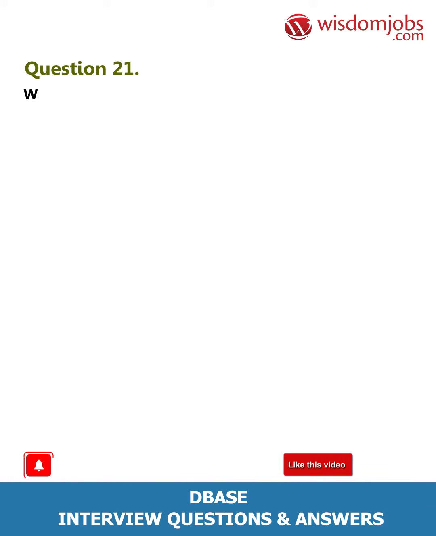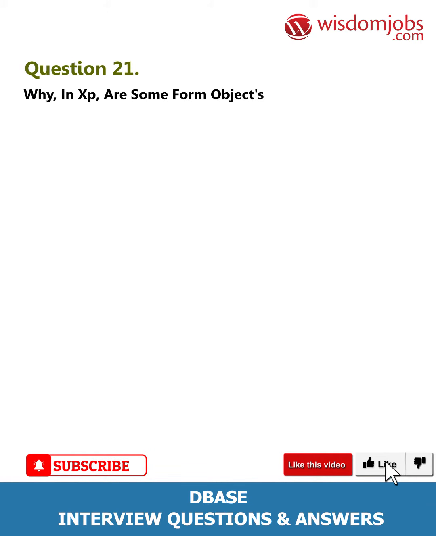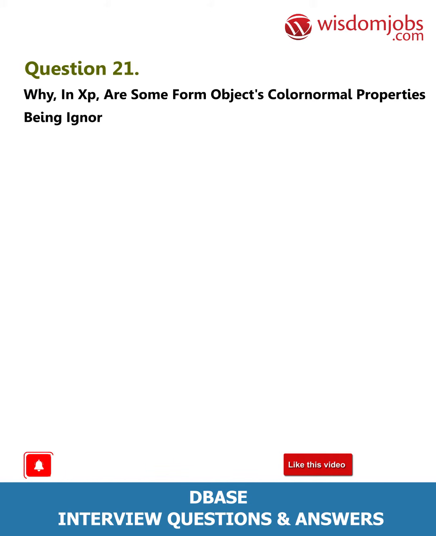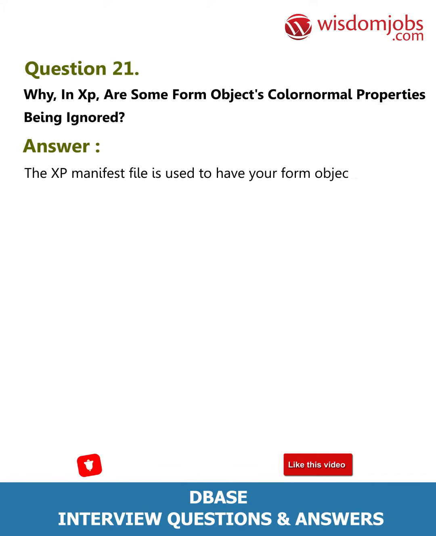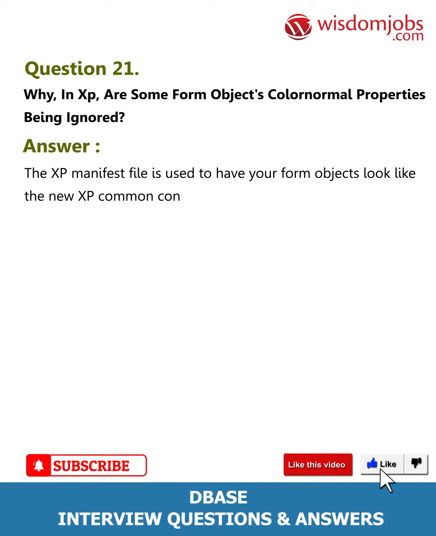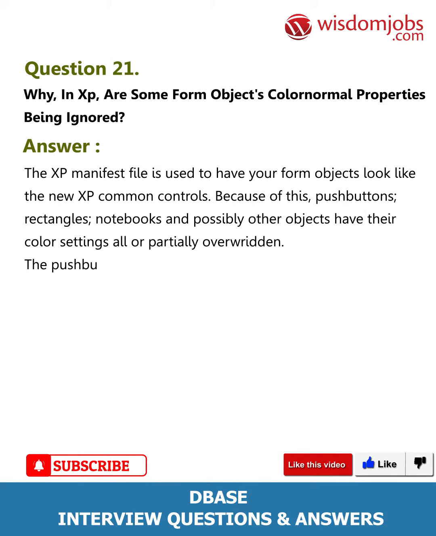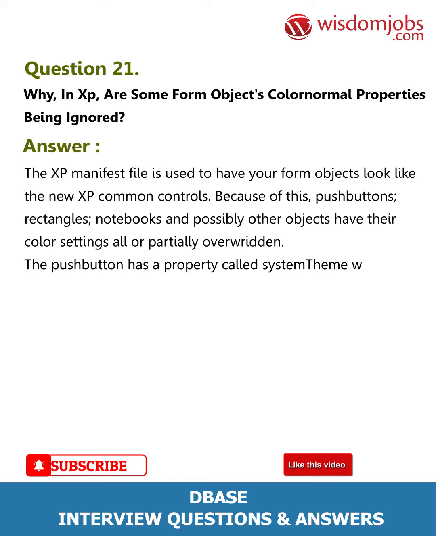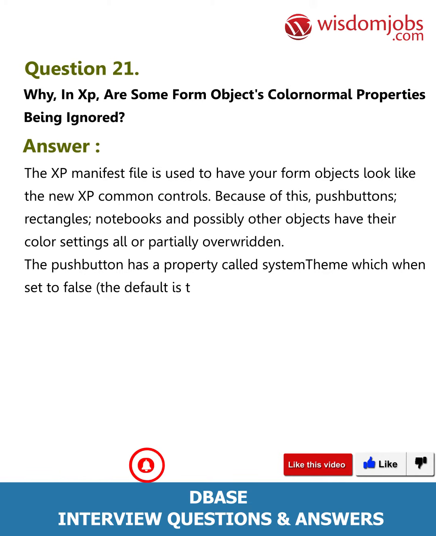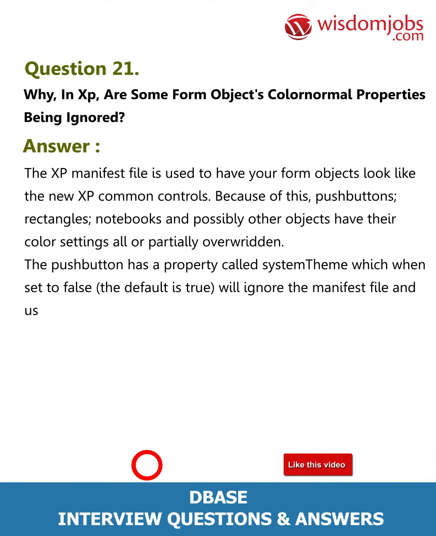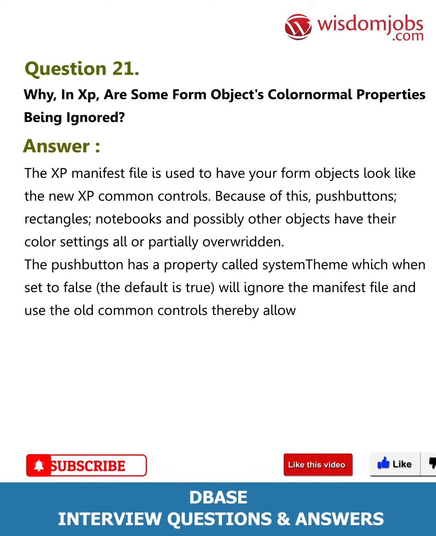Question 21. Why, in XP, are some form objects' color normal properties being ignored? Answer. The XP manifest file is used to have your form objects look like the new XP common controls. Because of this, push buttons, rectangles, notebooks, and possibly other objects have their color settings all or partially overridden. The push button has a property called systemTheme, which when set to false, the default is true, will ignore the manifest file and use the old common controls, thereby allowing the color settings to show.